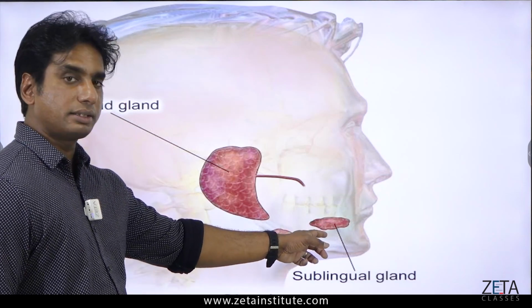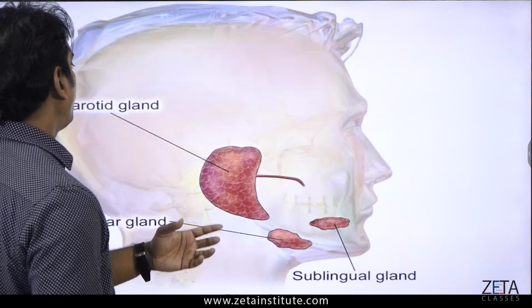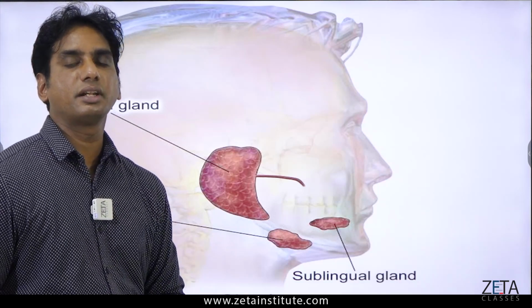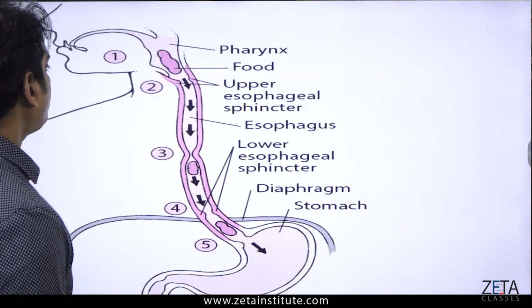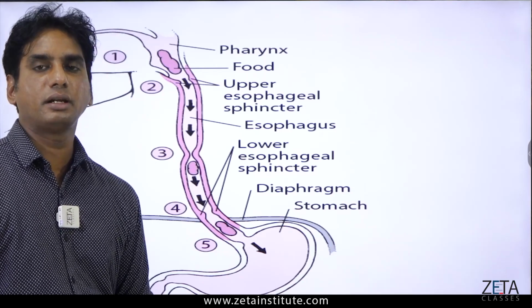Sublingual, under the tongue. Submandibular, a little bit on the jaw, on upper and lower jaw. Parotid gland, very much inside into the skull, above the ear. So as I explained to you, this is how the steps of nutrition will take place.